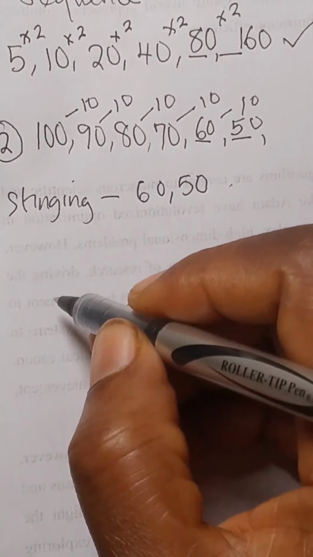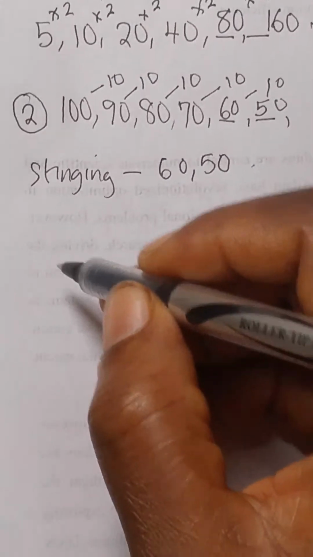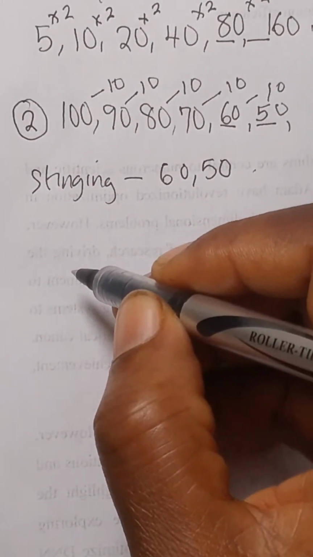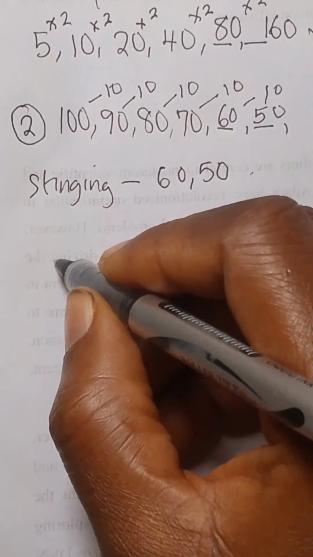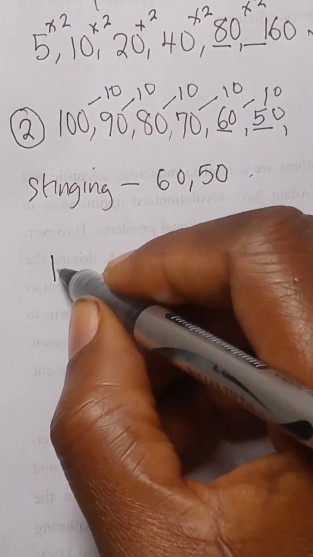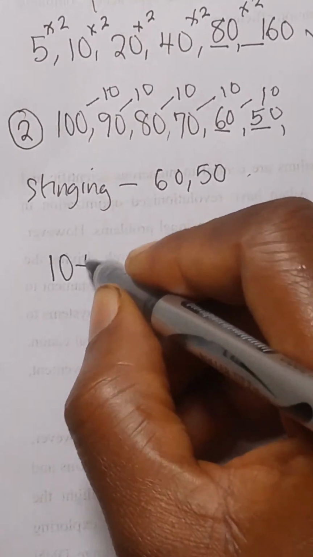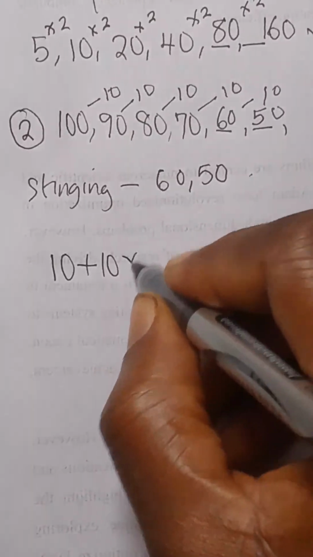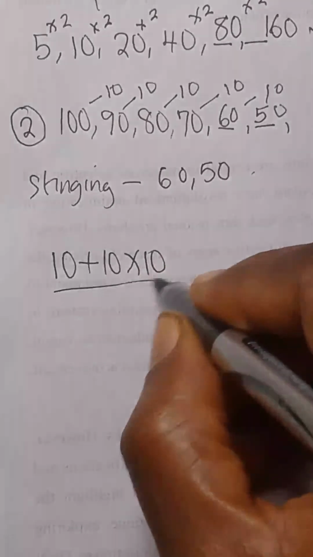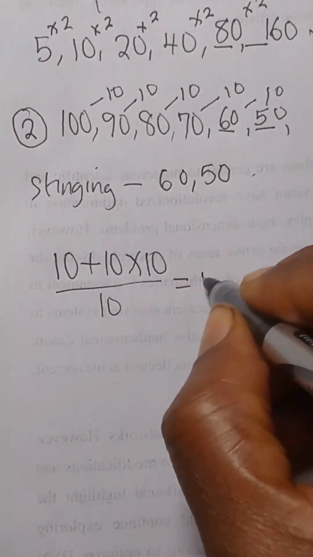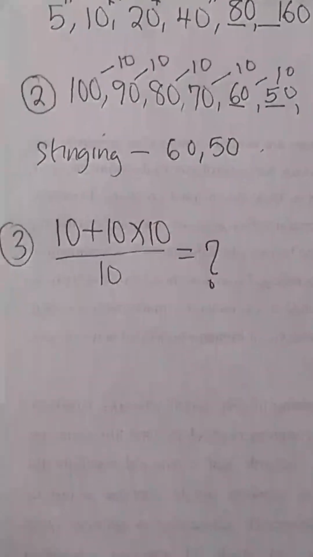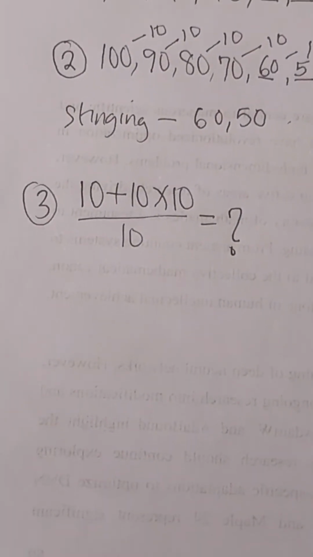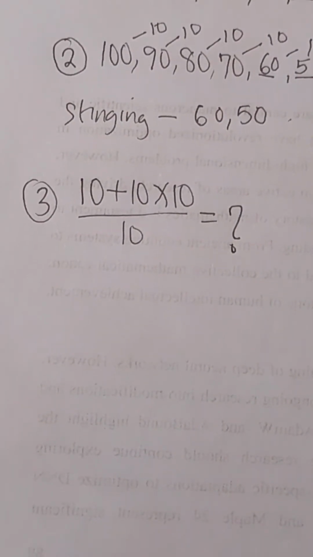So the next question is, all right, let me do a little mix up so that we can see how to go about it. We have 10 plus 10 times 10 all over 10 is equal to what? All right, this is question number 3. 10 plus 10 times 10 all over 10 is equal to what? Solve, drop your answer. Let's see.